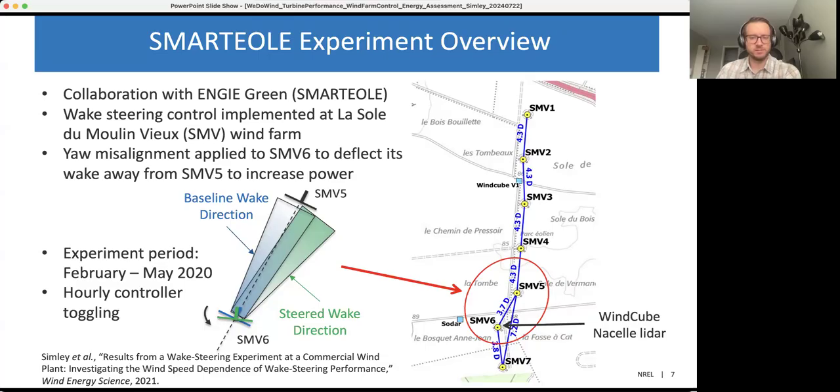And I'll be using results from this experiment for a lot of the examples in the rest of the talk, mostly because NG Green actually made the data publicly available from this experiment. So 1-minute samples of this data set are on Zenodo, and they're also used as the example data in our FLASC software.